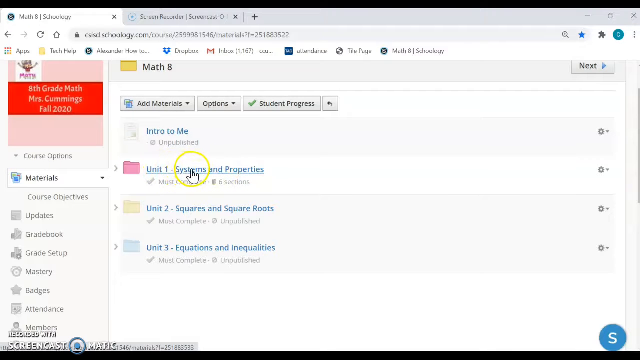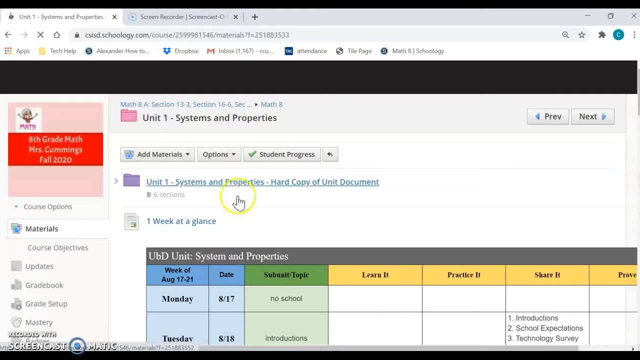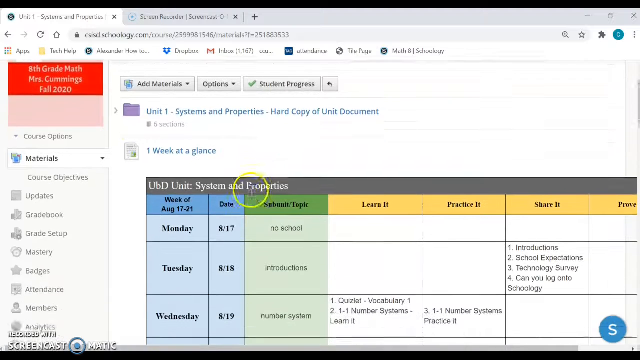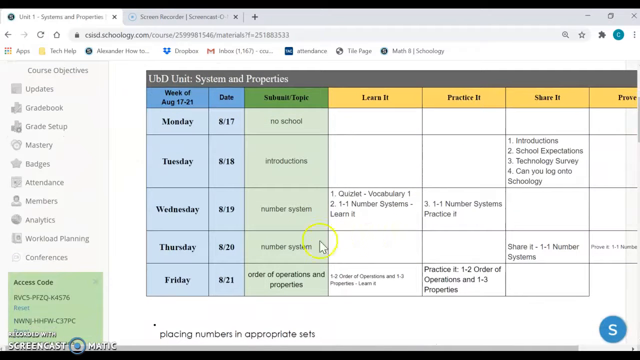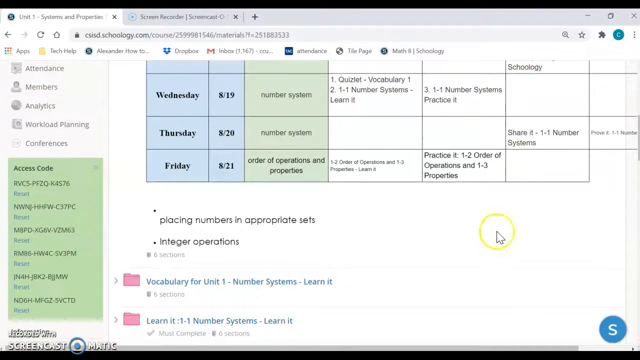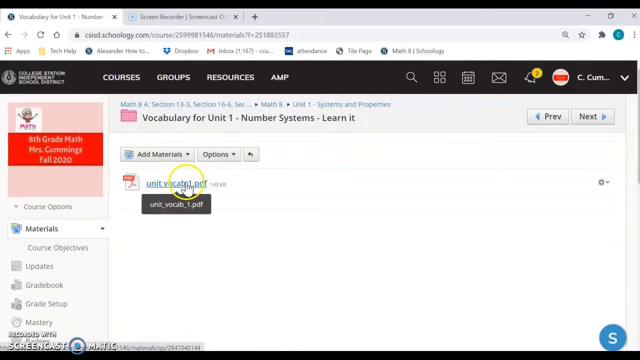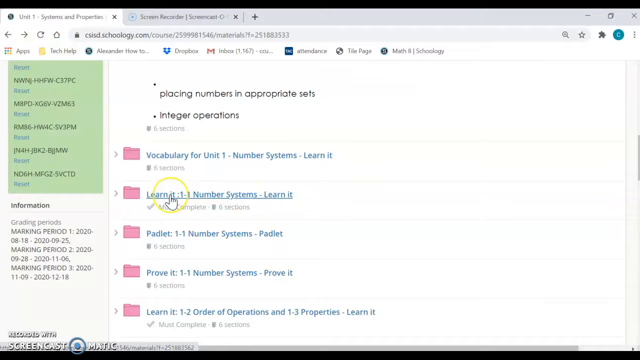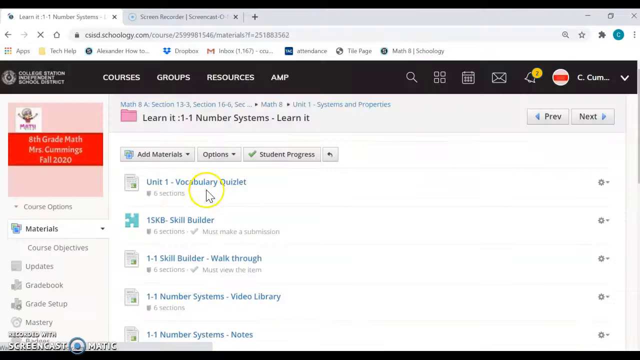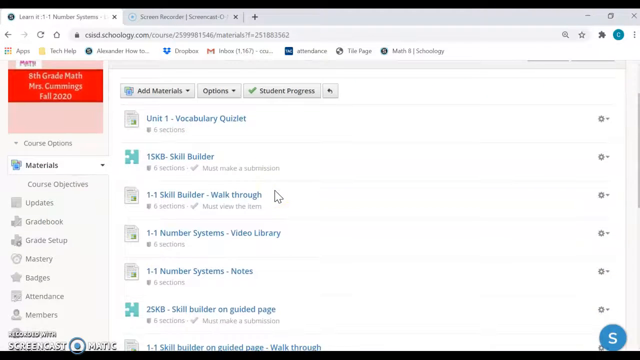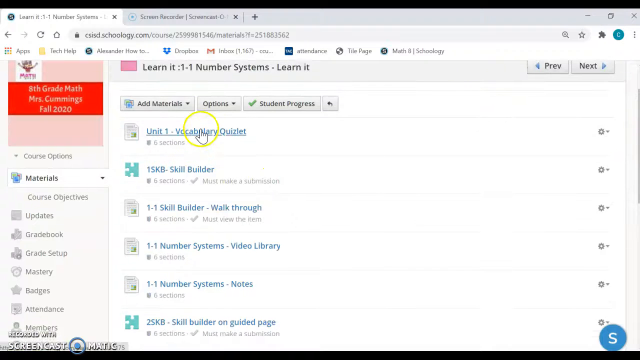Since we're doing Unit 1, Systems and Properties, we are clicking here. This was week 1 and what we did. Each day tells you what they would be doing. And then the vocabulary for Unit 1, and they can click, and it's the vocabulary information. Anytime that there's a Learn It, that is what I will teach the following day, or the Learn It days in class. These go through a vocabulary, skill builders.